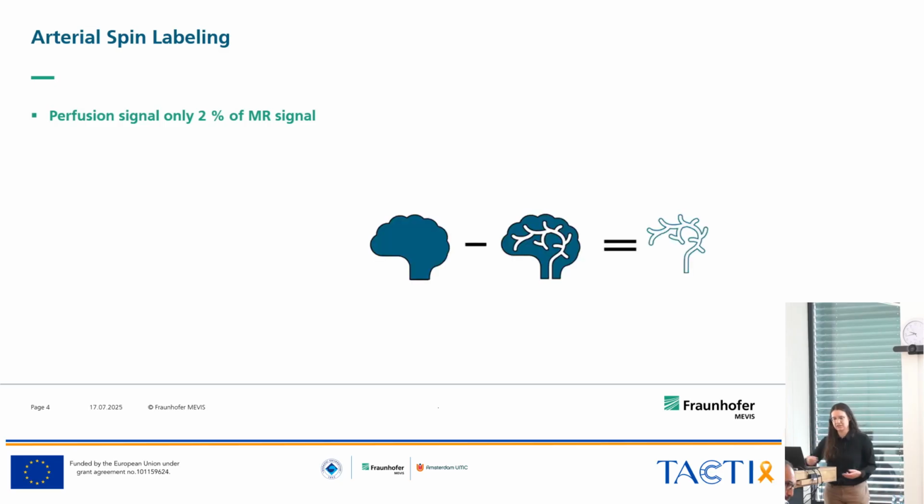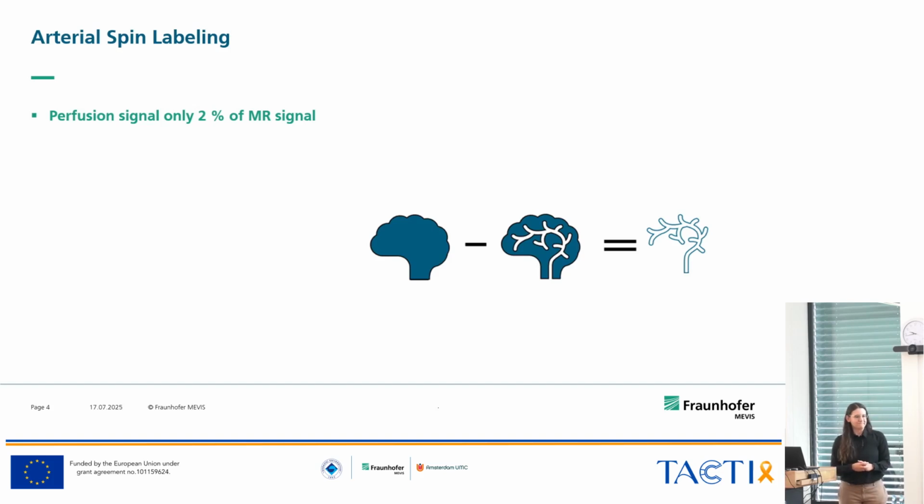So what we do is we take a difference image, because we assume that the static tissue in an image where we label the blood is the same as in an image where we don't label anything. So we take a control image where we don't label anything. We take a label image, we subtract these two, and the difference that persists is the perfusion signal, and then we get a perfusion-weighted image.